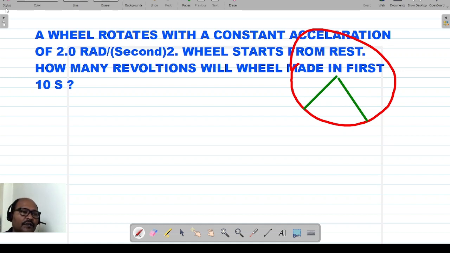Today we will quickly take one numerical based upon the movement of a wheel. It's in rotational mechanics. The question is based on rotational mechanics, right? So what is the rotation of wheels? That is rotational mechanics.